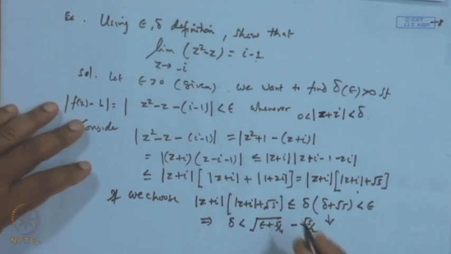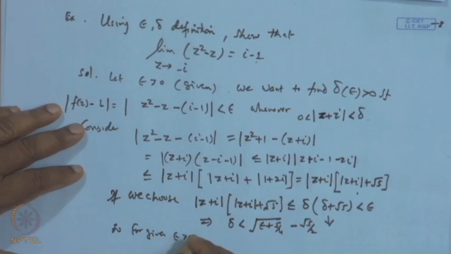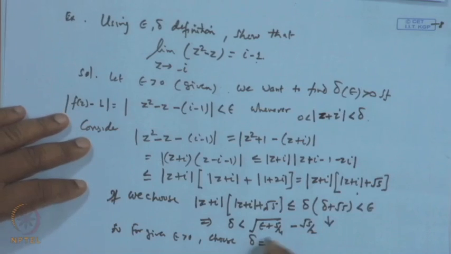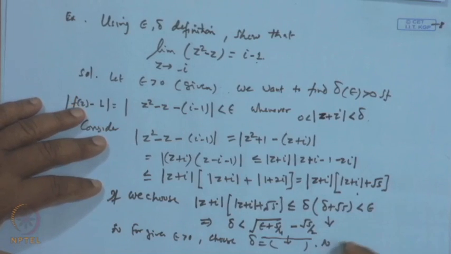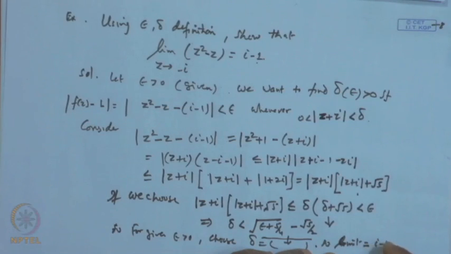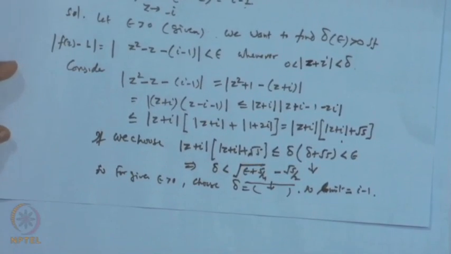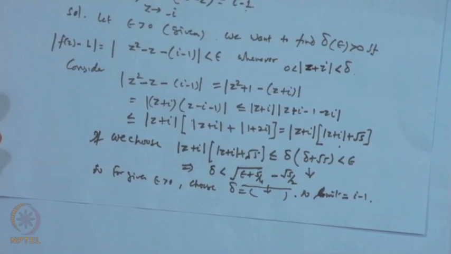So, this proves that for a given epsilon greater than 0, we choose delta to be less than this number. Then set it. So, the limit exists, and the limit is i minus 1. Okay. So, this is the way, please check it. This is the way we can do it. Limit i minus 1, is this okay? Please check it again. Yes.